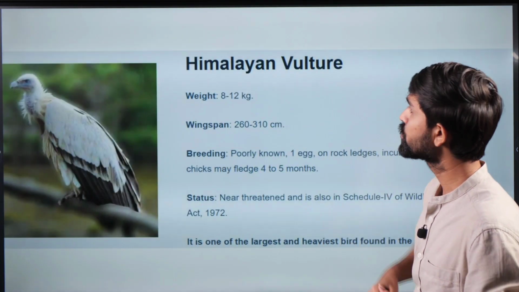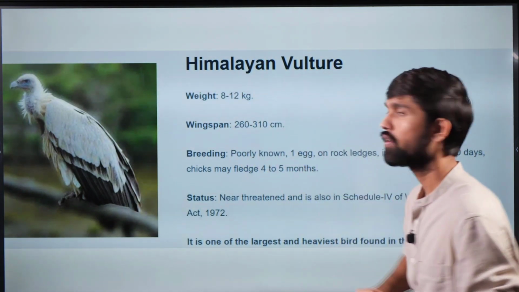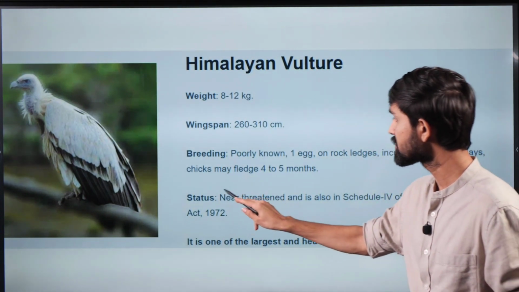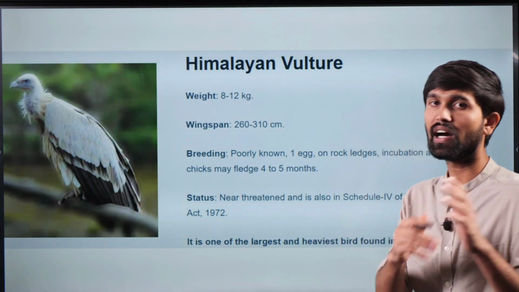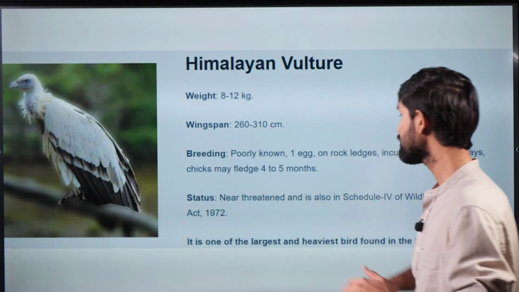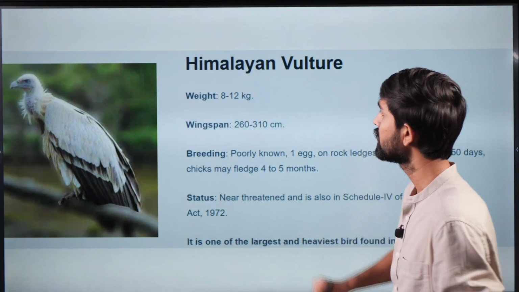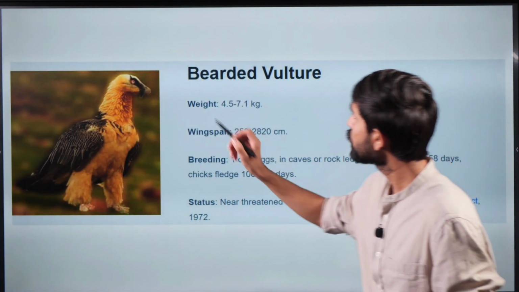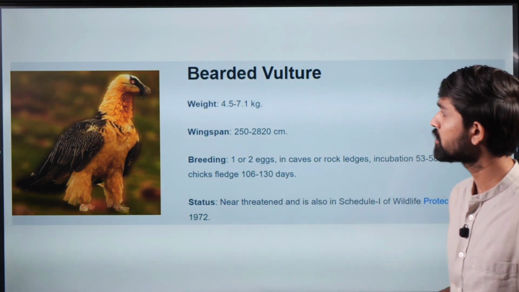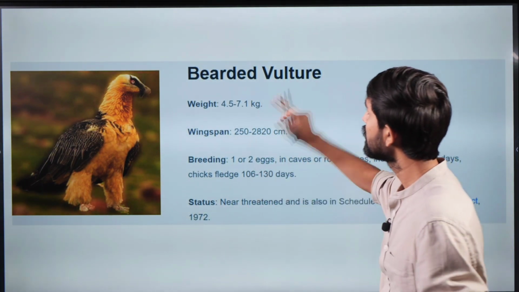So the other vultures which exist around India are the Himalayan vulture, which obviously would be found in the Himalayan areas, and the status is near threatened. The other vultures are not critically endangered or endangered. These would be near threatened and therefore protected under Schedule 4 of the Wildlife Protection Act. The next one is the bearded vulture. This is also accorded with near threatened status and protected under Schedule 1 of the Wildlife Protection Act.